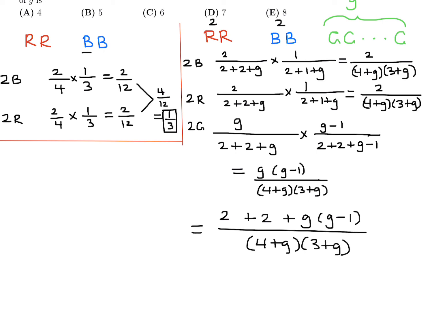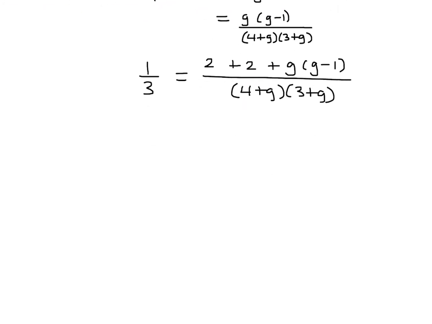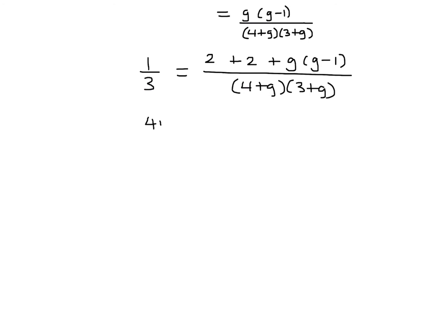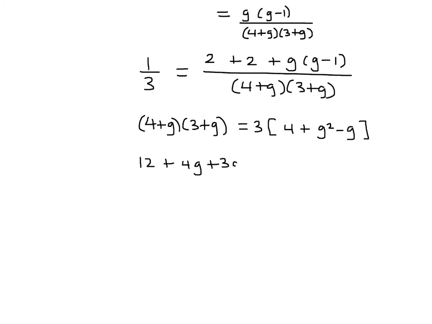And that, they're saying in the question, is equal to the probability of the first scenario, which is right here, 1/3. And there we go. That's the equation you're going to use to solve for G. So let's do that. Cross multiply, you get 4 plus G times 3 plus G. Cross multiply and you get 3 times 4 plus G squared minus G. This is going to be 12 plus 4G plus 3G plus G squared. This is 12 plus 3G squared minus 3G.